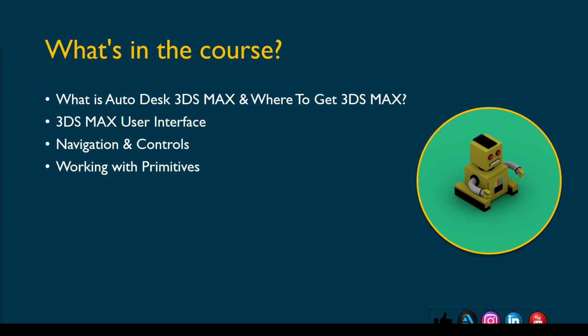We then branch out into working with primitives. So we keep it super simple at the start, and we introduce primitive workflows, looking at parameters and the different types of primitives that are inside of 3ds Max, so the generic shapes that you can create.